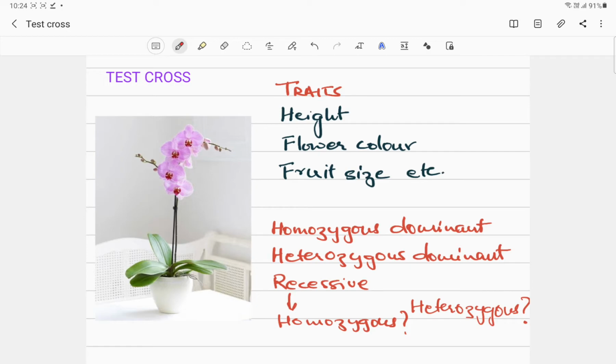Now, geneticists and breeders are interested to know or determine the genotype of an organism. And the technique that they employ to determine the genotype of an organism is known as a test cross. Certainly, a Punnett square is used, but in order to determine physically what is the genotype of the organism that I have, the technique is known as a test cross.